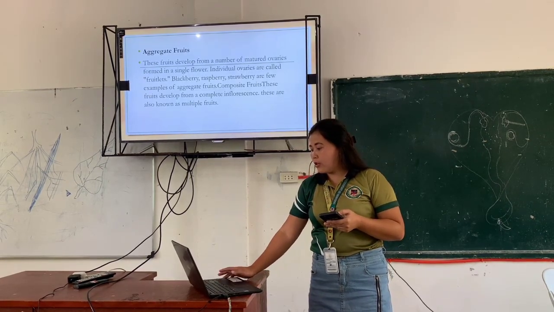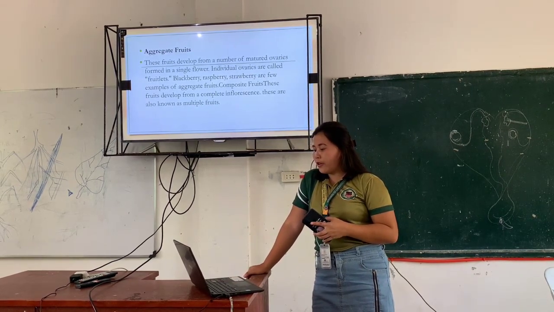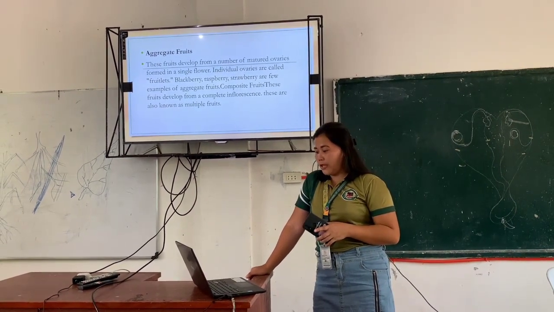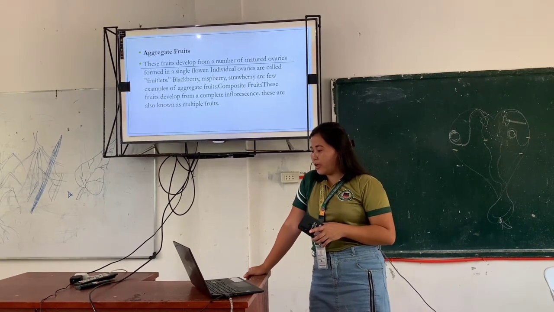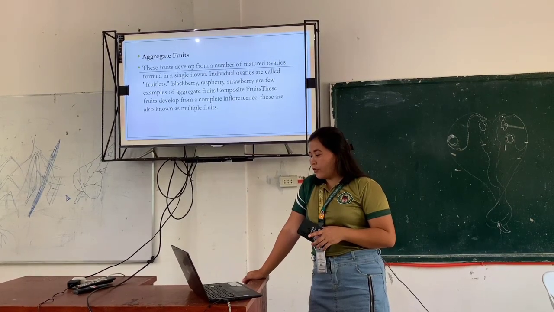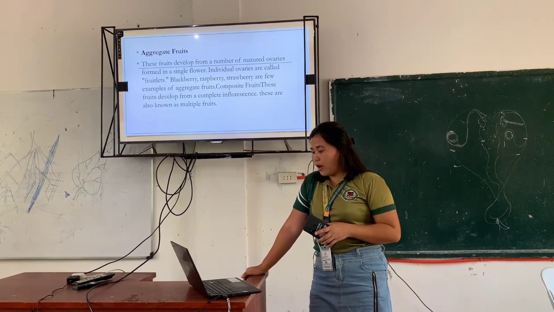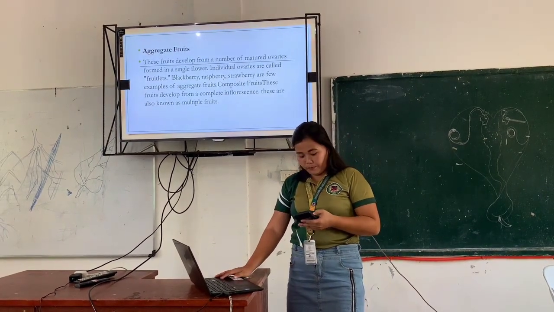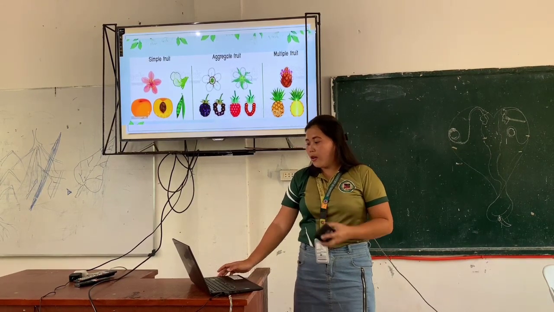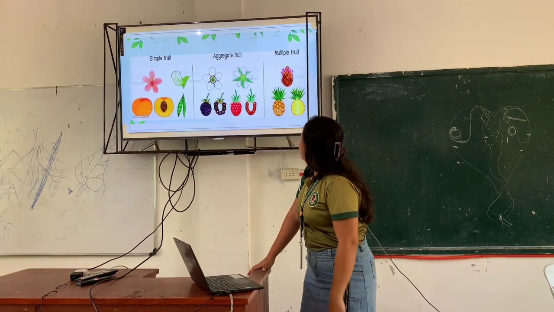Second type of fruits is aggregate fruits. These fruits develop from a number of matured ovaries forming a single flower. So individual ovaries are called fruitlets. Blackberry, raspberry, strawberry are few examples of aggregate fruits. Composite fruits, these fruits develop from a complete inflorescence. These are also known as multiple fruits. So muna siya example sa simple fruit o sa aggregate fruit o sa multiple fruit.